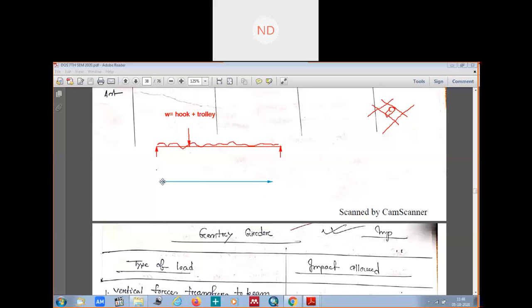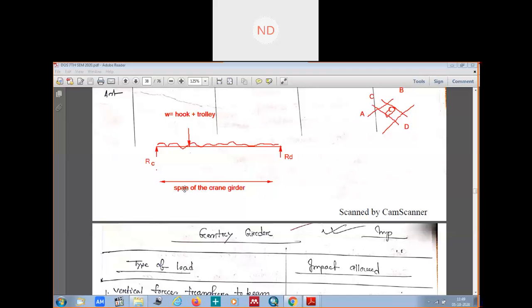This distance, from here to here, the entire distance, is how much? This is nothing but the span of the crane girder. This is the crane girder, and you have your reactions here. Suppose this is A, this is B, this is C, this is D. Now we are looking at C, D. Suppose here we give R_C, and this is R_D.